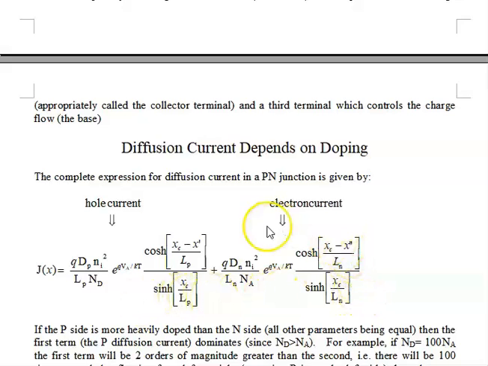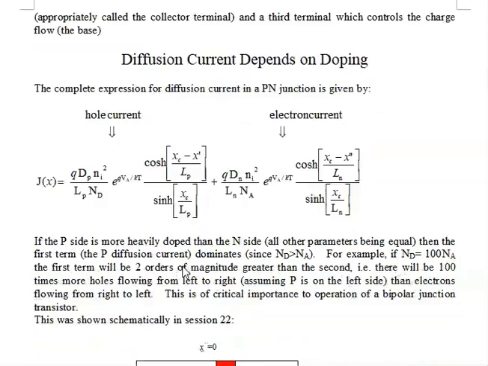By the way, I should mention that this is the general case. We know it's a general case because we have hyperbolic cosines and hyperbolic sines. If it was the short base, then this would be a linear function, and this would be a linear function. And we saw last time that the general case reduces to the nice short base case when L_P is much larger than the widths of the neutral regions. In this case, they will be neutral base regions.